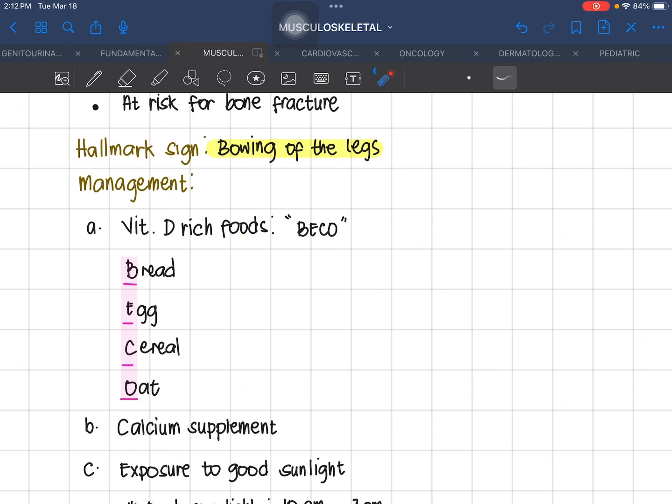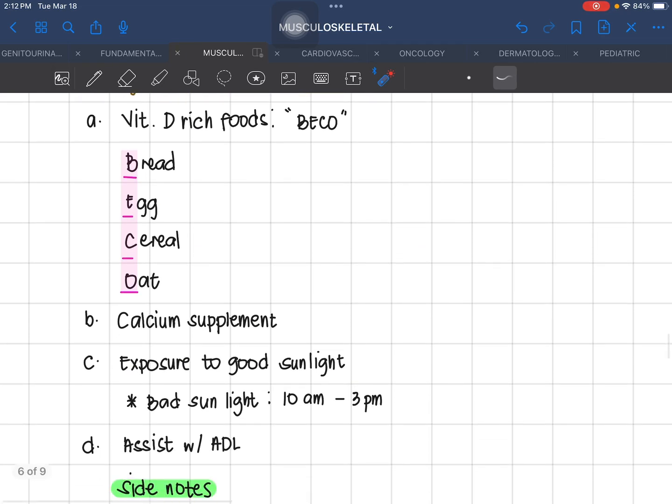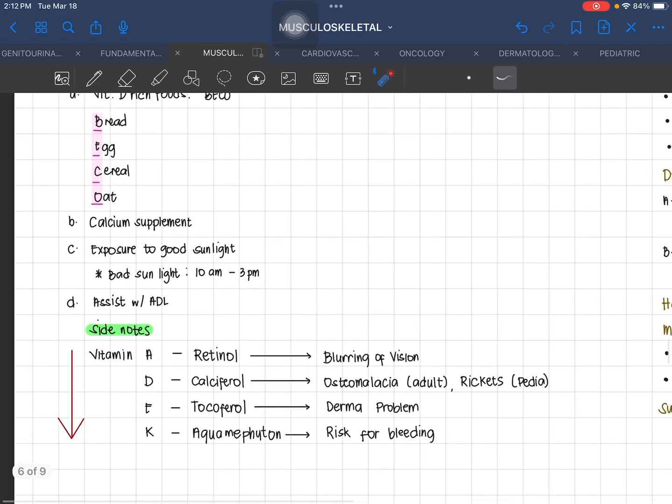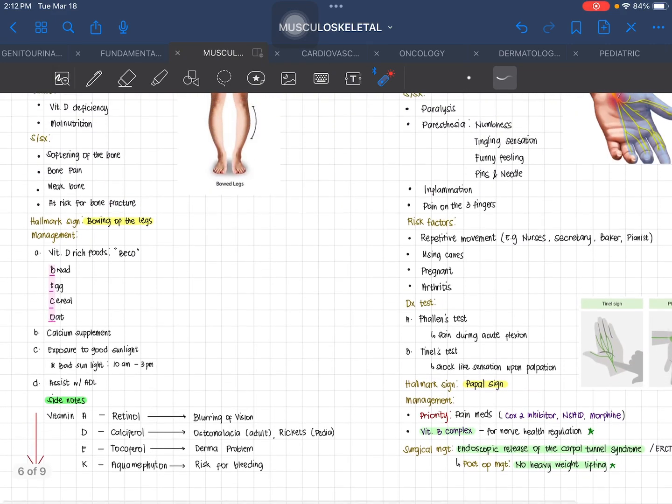So, ang vitamin D na yon sa sunlight ba? Sa sunlight, meron tayong bad sunlight. So, hindi porket may sunlight, magpapaaraw ka na ng magpapaaraw. So, kapag oras na ng bad sunlight, syempre, tago ka na. So, ang bad sunlight, lumalabas ng 10 a.m. to 3 p.m. And lastly, assistin natin sila sa ADLs dahil weak ang kanilang bone. So, assist natin sila sa activities of daily living.